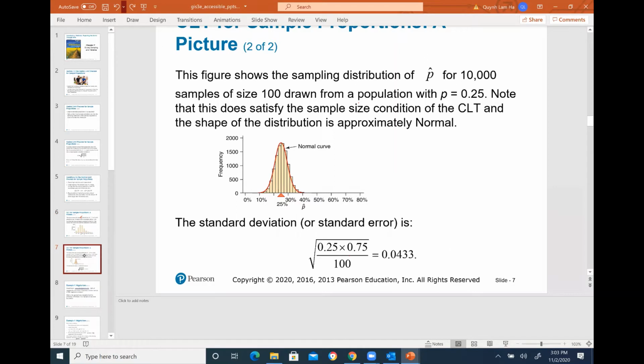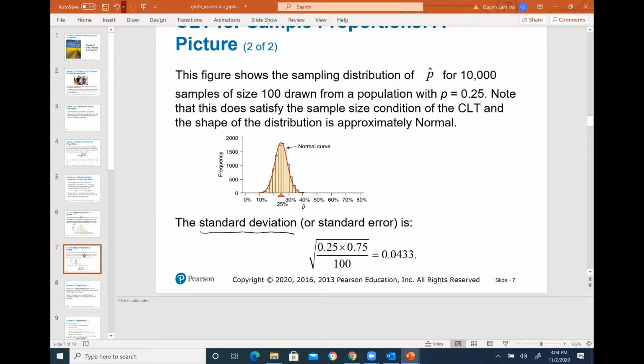But look back at simulation 3. You look at this graph right here, it is symmetric, right? Because they drew a sample size of 100 at a time, and they drew 10,000 times. So that's enough for them to form a normal shape, a normal distribution. So after they satisfy all 3 conditions of the central limit theorem, then you are welcome to use it to find the standard error.